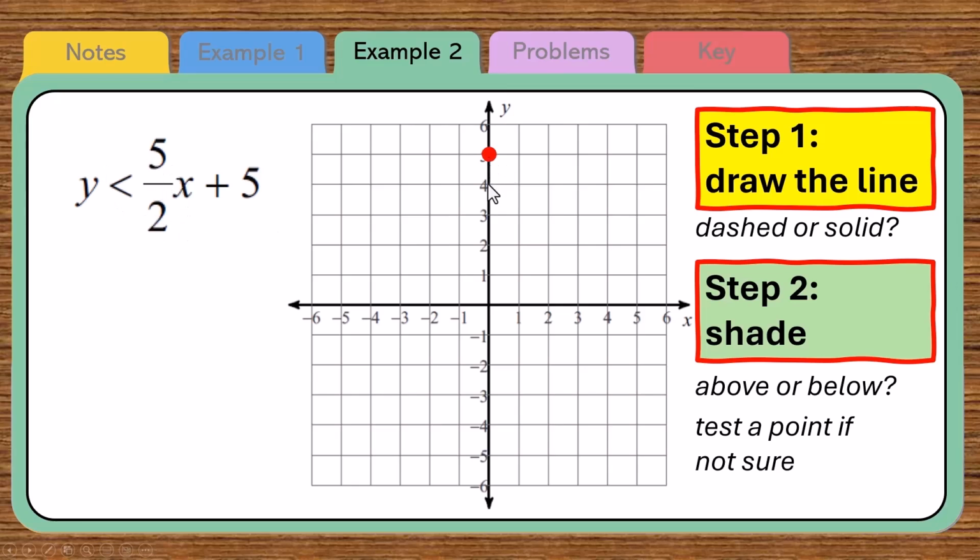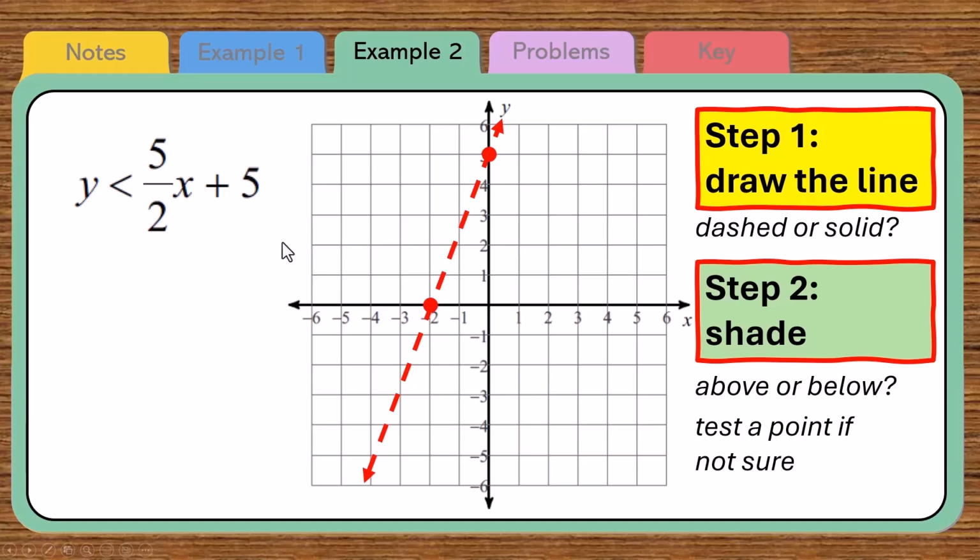Go down 5, 1, 2, 3, 4, 5. And then back up 2. And that would be the other dot. The slope is 5/2. If you counted from here to here, you'd be going up 5 over 2. It works. Draw the line, and we already decided it was a dashed line.